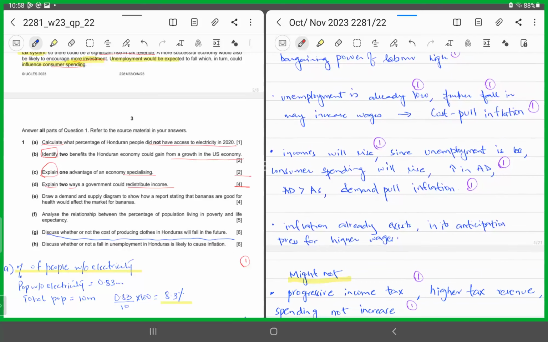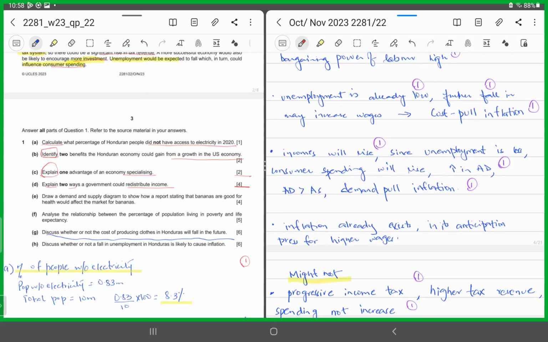Because unemployment is low, consumer spending will be increasing. There will be an increase in aggregate demand. And again, when aggregate demand outstrips aggregate supply, too much money chasing too few goods, what happens? Exactly, there will be demand pull inflation. So you see how nicely we've brought up both the two concepts of inflation.